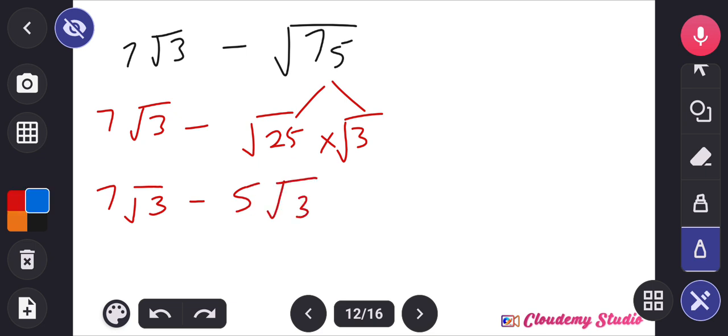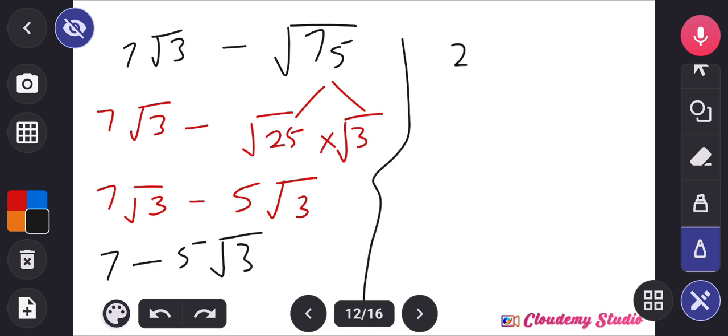You can easily do this one like that. It's the same thing as 7 minus 5 root 3. And that will give us 2 root 3. You understand? And that is our answer for this particular one. So let us do another one. Let us quickly do another one.